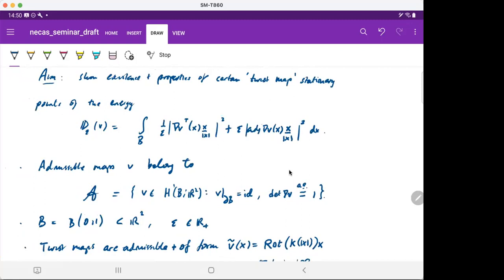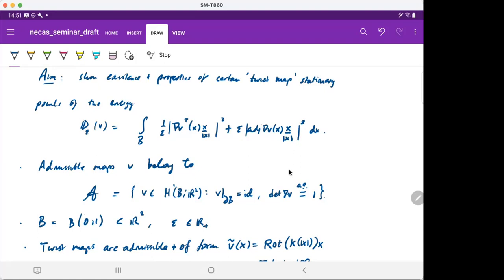It is D subscript epsilon of v, and epsilon is a real parameter. It's greater than or equal to 1. And the admissible maps for this particular energy functional belong to the class script A, which is written there. So it's the set of maps in H1 on the ball, which is the unit ball in R2, into R2. So it's a planar problem. And we require that all admissible maps agree with the identity on the boundary and are incompressible: determinant of Dv equals 1 almost everywhere.